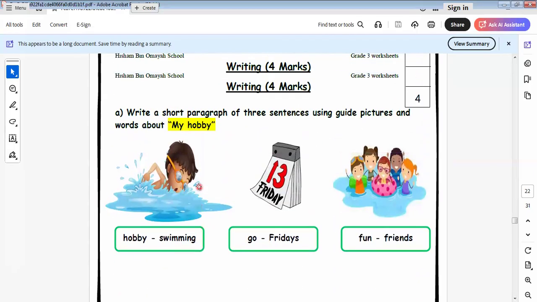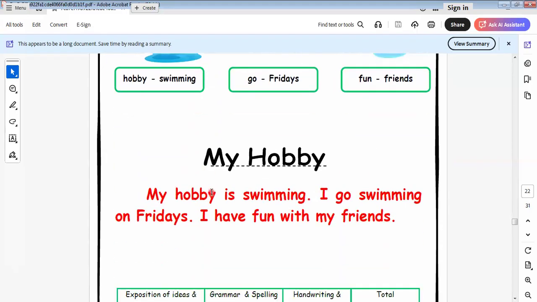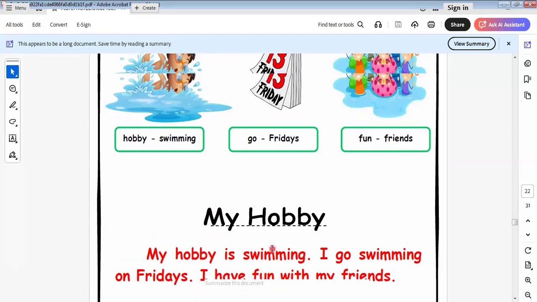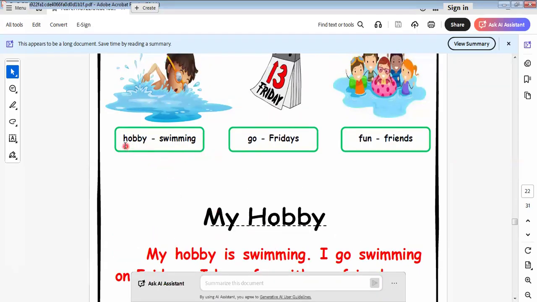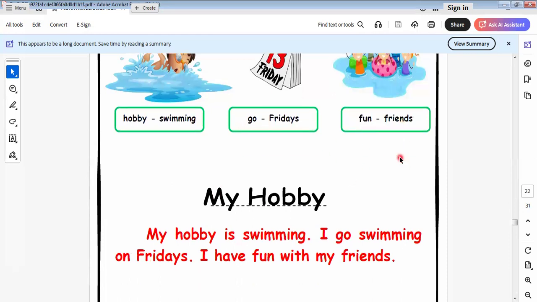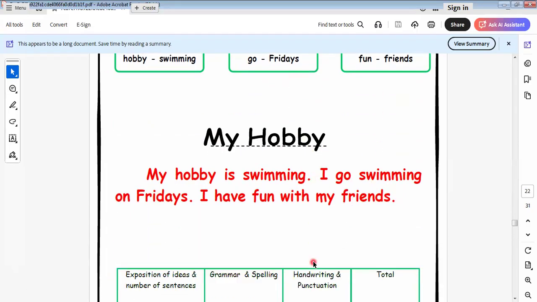Okay, here is the paragraph, and we have helping words, and we write it. I think a question like this will be in our Egyptian exams. We give you guiding words to be able to write a paragraph. But I think your paragraph in Egypt should have more than these lines. Here we have happy, swimming, go, Fridays, fun, friends. So we have some words and we combine them to make sentences. So here I will say, my hobby is swimming. I go swimming on Fridays. I have fun with my friends.